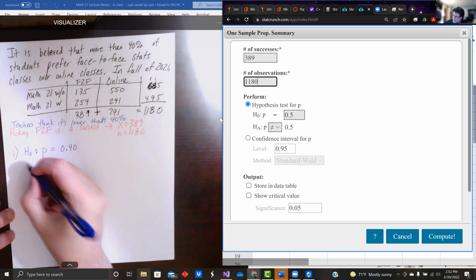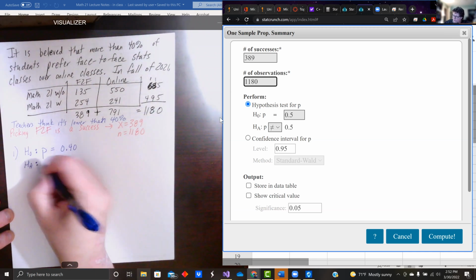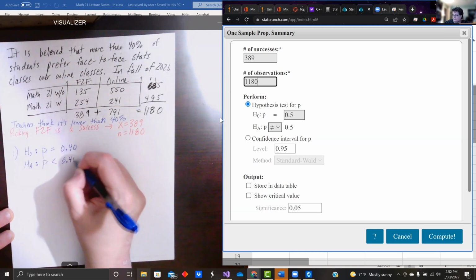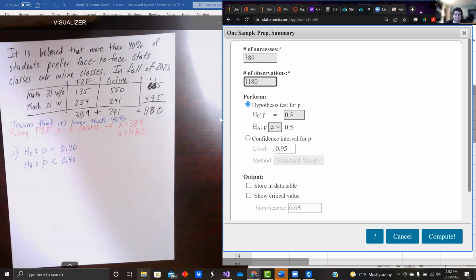All right, so HA, our alternate choice, would be P is less than 40%. So I need to put that in here. And notice whatever you put in for P, H0, it automatically changes this down here. Like this was 0.5 and that's 0.5. If I make this 0.95, that says 0.95. So it does that stuff automatically. You have to make sure you put in the right value here and make sure you choose the right sign here.